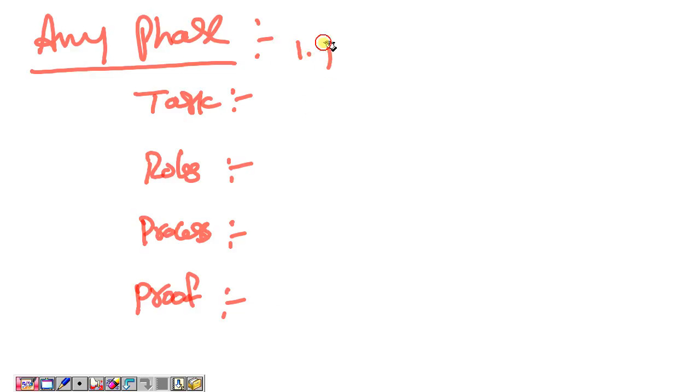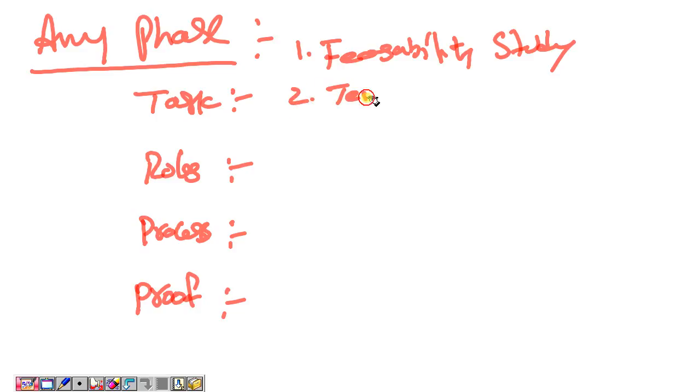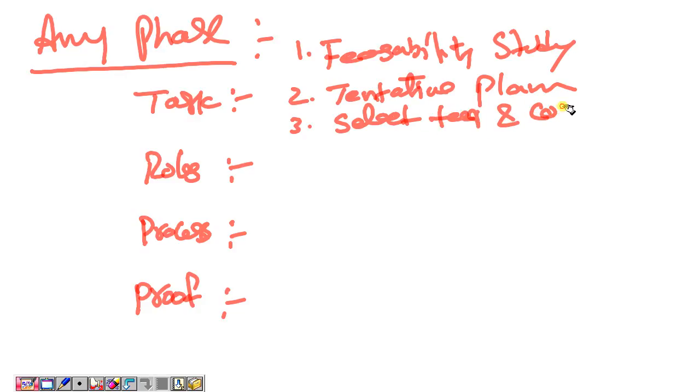First one, feasibility study. Second one is tentative planning. Third one is select the technology and confirm the environment. Next, requirement analysis. These are the four points they start analyzing. This is what we call the tasks.